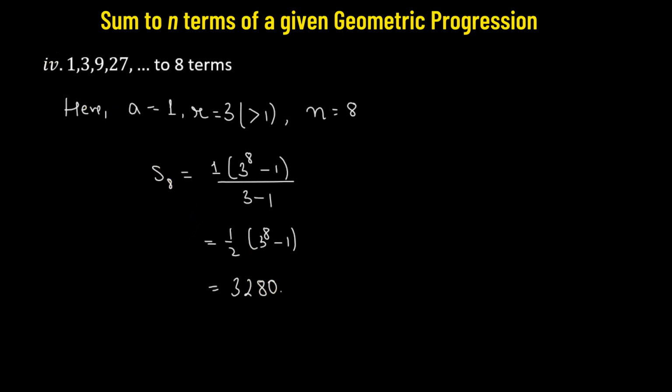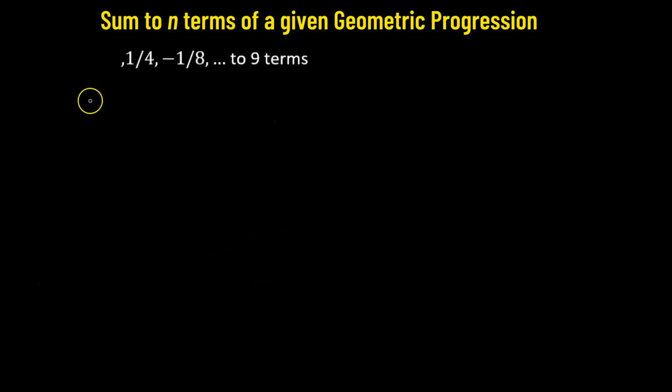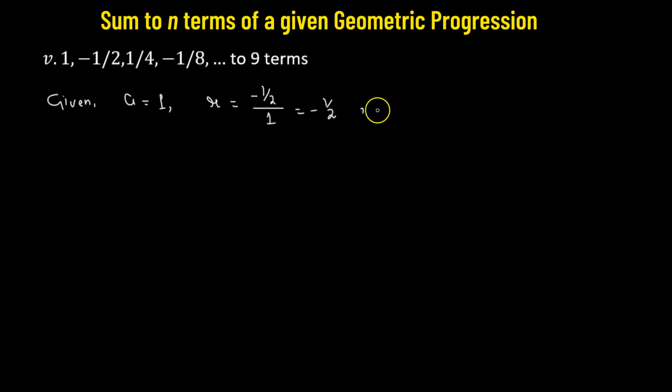Moving on to the next problem. Here we have an alternating GP with positive and negative values. So let's begin. Given the first term A value, that's 1. The common ratio r will be negative half, which is the second term divided by the first term. We have negative half. Then we have the n value. Since we have to find the sum to 9 terms, the n value will be 9.